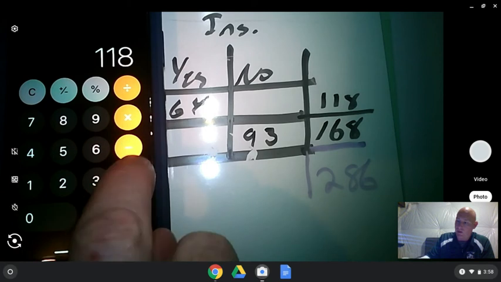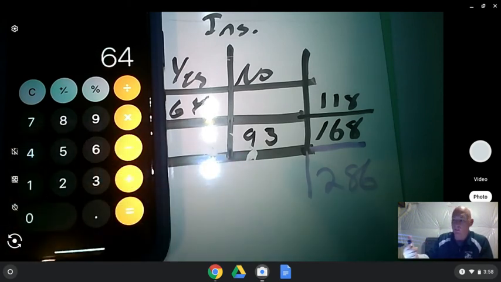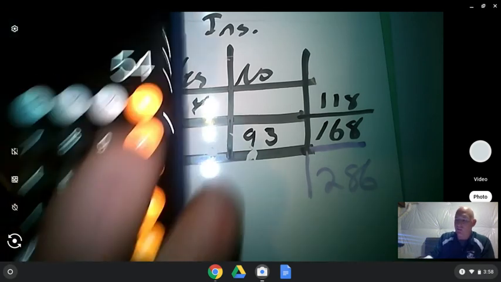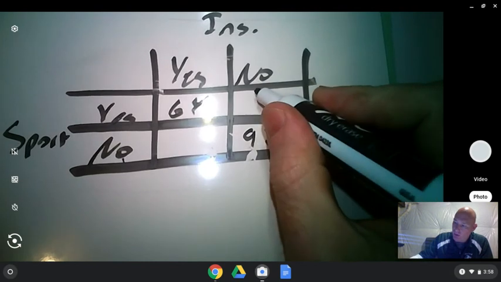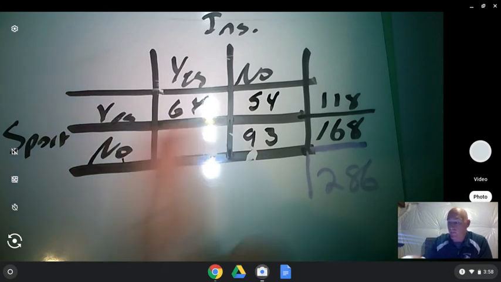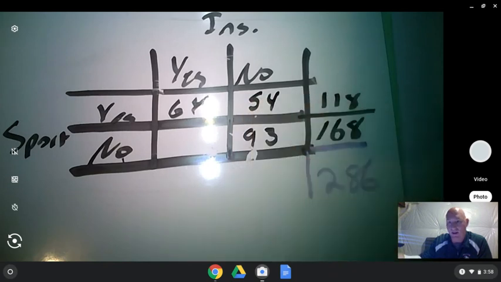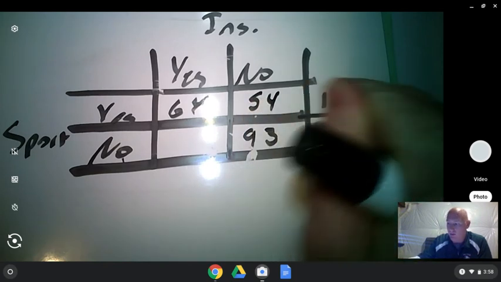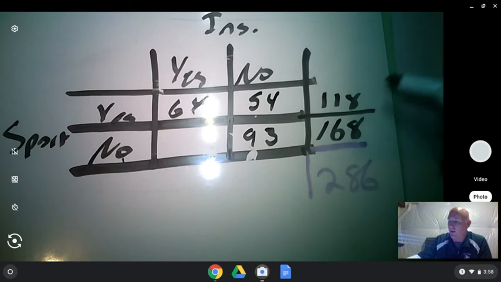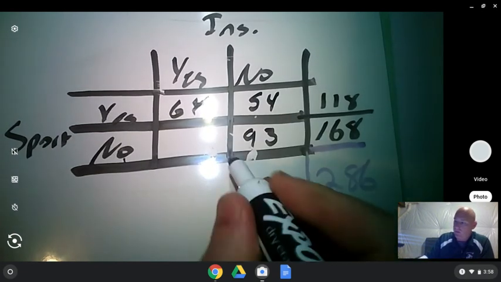118 minus 64 should give me the number of kids that played sports but did not play an instrument. 54. See that? So if you have two of the categories, you can always fill in the third. It doesn't always have to be this plus this is that. We know this plus this is that, so that implies this cell minus this cell would equal that cell.